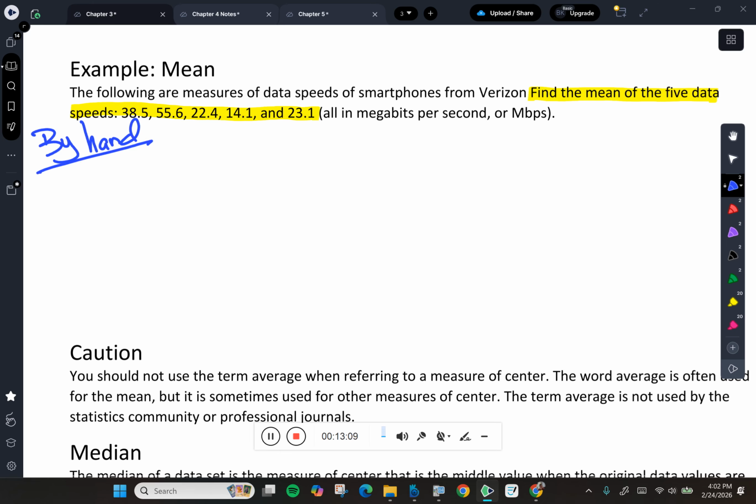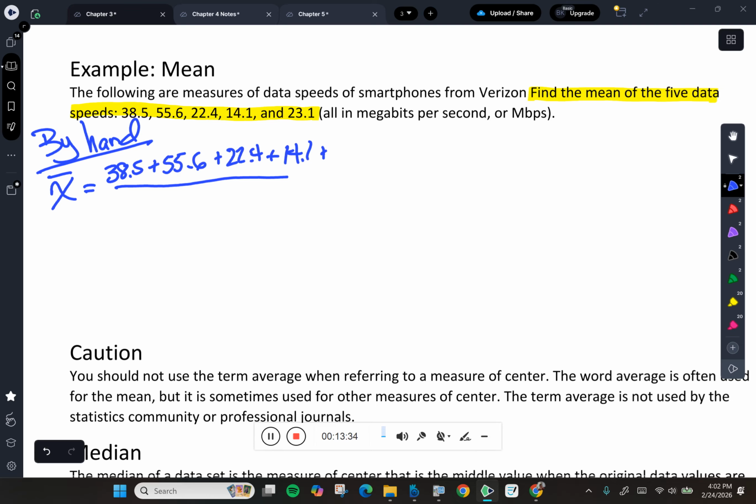Now, nothing in here tells me that this is the entire population. So I'm going to assume this is a sample. And I'm going to say that the sample mean is going to be found by taking the data points, that's 38.5, plus 55.6, plus 22.4, plus 14.1, plus 23.1, and then we're going to divide it by 5 because there are 5 data values.